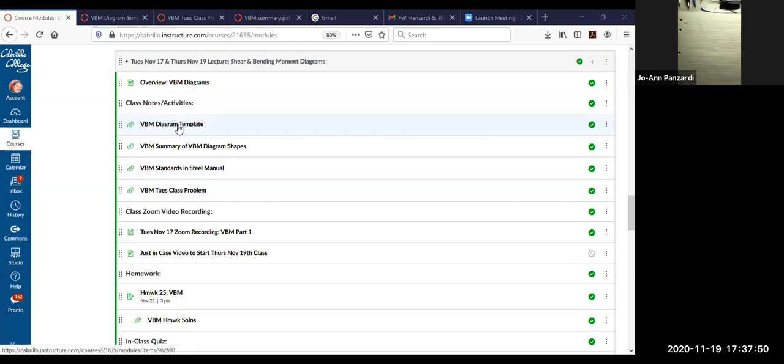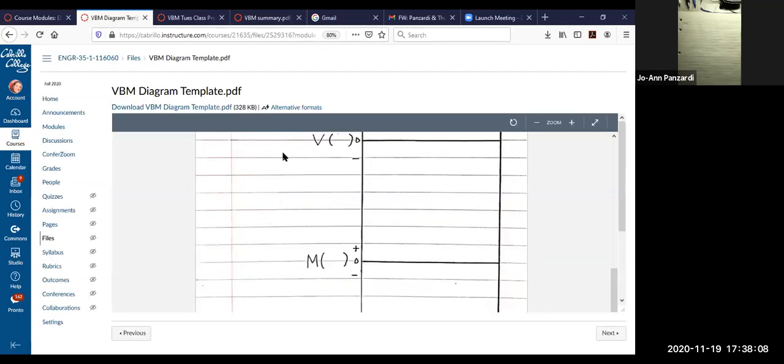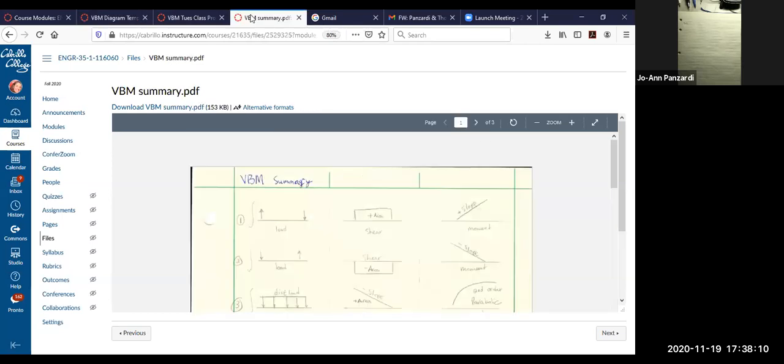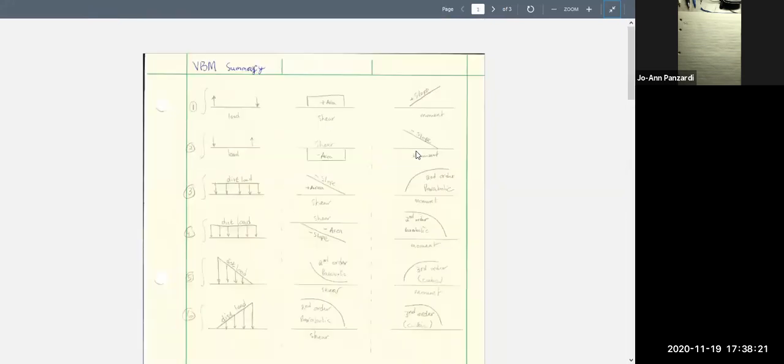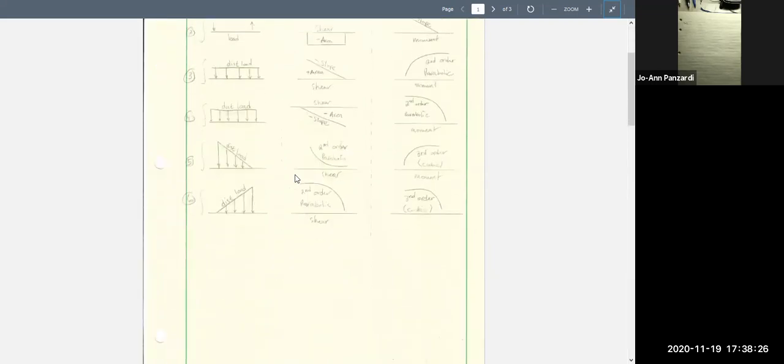Okay, so the template we looked at, that base, we saw the template, and then this is Tuesday's class problem. And now what I want to open up is this. This is the shear and bending moment diagram summary of diagram shapes. So I'm going to open up that. Let me move my pictures again. Everybody take a look at the screen for a minute. This first page is a summary of all, but I separated it also.